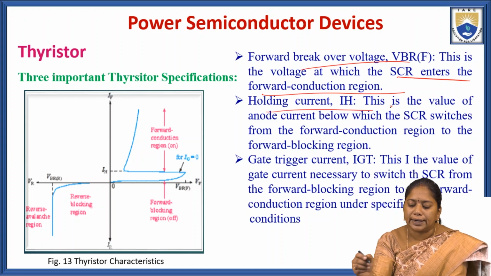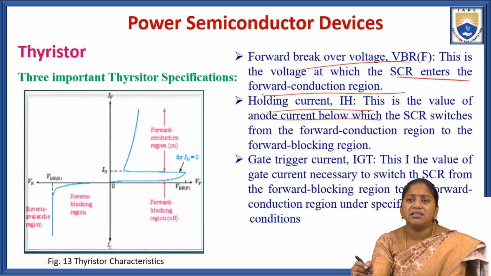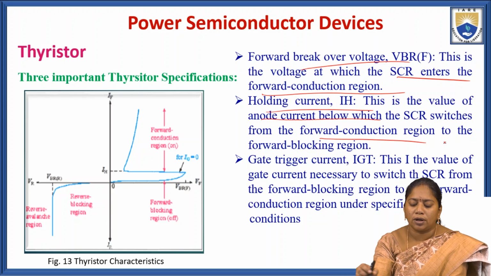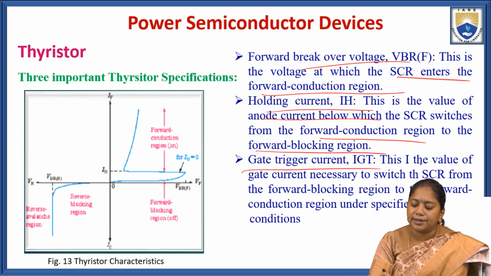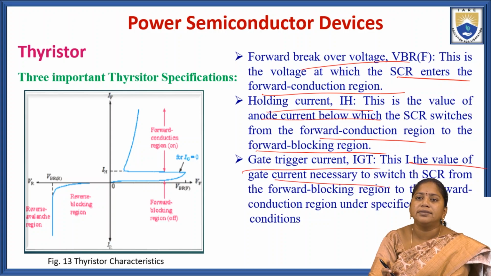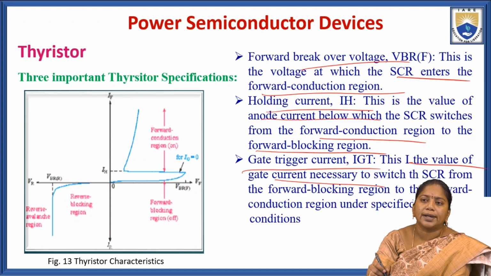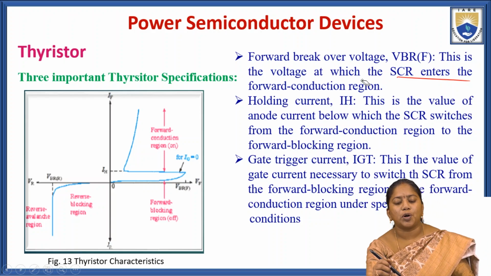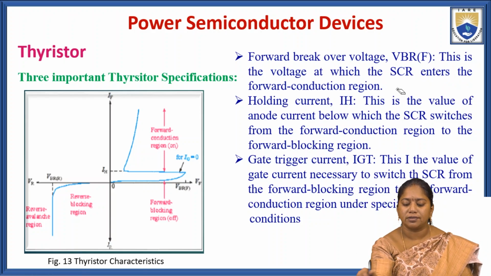Holding current, IH. This is the value of the anode current below which the SCR switches from the forward conduction region to the forward blocking region. Gate triggering current, IGT. This is the value of the gate current necessary to switch the SCR from the forward blocking region to the forward conduction region under the specified conditions. These are the three important thyristor specifications.